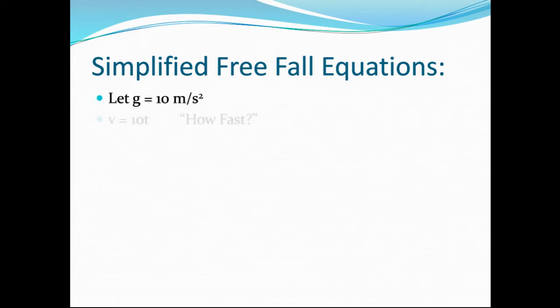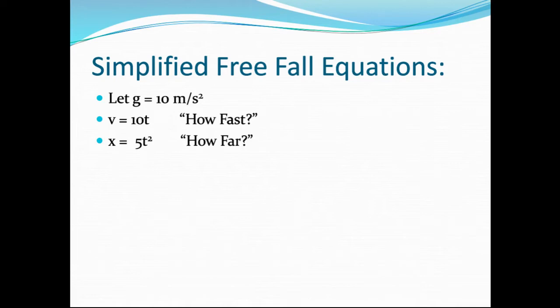All right, here are those simplified equations. If I put in 10 for g, they become very simplified. The speed would be 10t, and the position or distance would be 5t squared. So you could ask these questions: how fast, how far? You could also ask the question, how long does it take? These are typical kinematic questions.